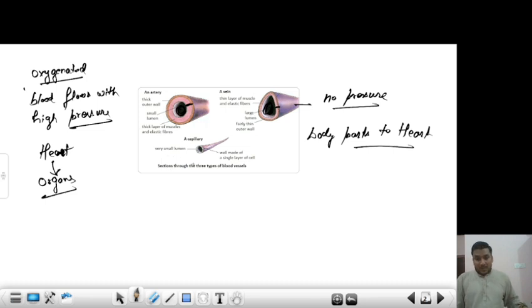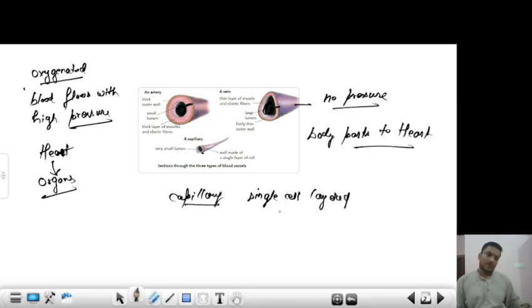So another important thing, that is a capillary. You can see a capillary is very thin, single cell layered, because its major function is exchange. The major function of capillary is to exchange different materials with the tissue. So these are the major things about the arteries.